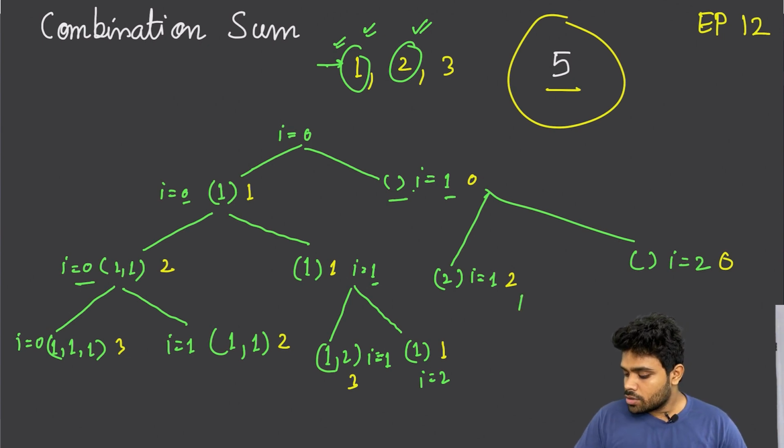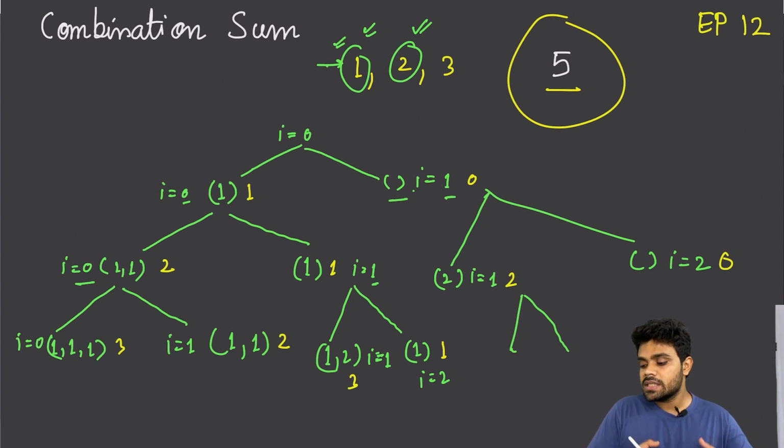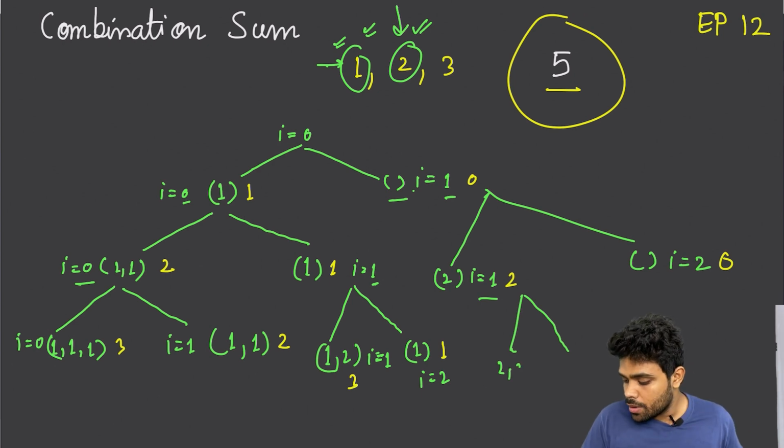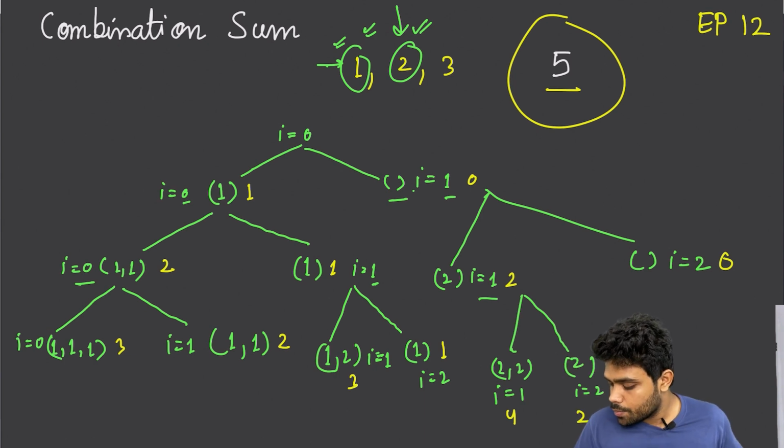Okay, talking about this side, here also two options. One is to select 2. I is equal to 1, so we are basically talking about the element 2. So if we are selecting this, it will become 2 comma 2, I will remain 1, summation will become 4, and if we are skipping this, I will increment, I will become 2, subset will remain 2, summation will also remain 2.